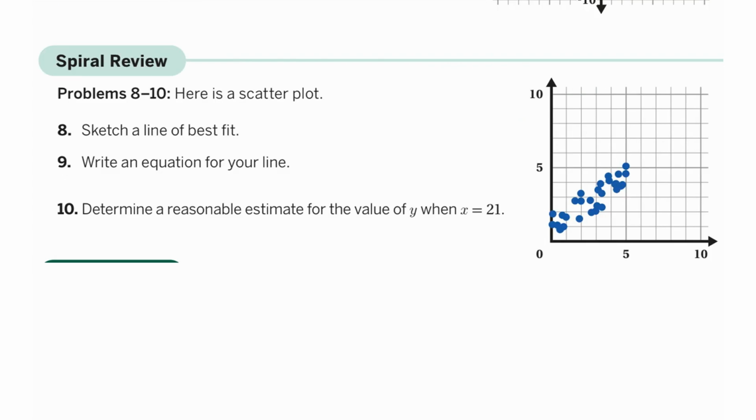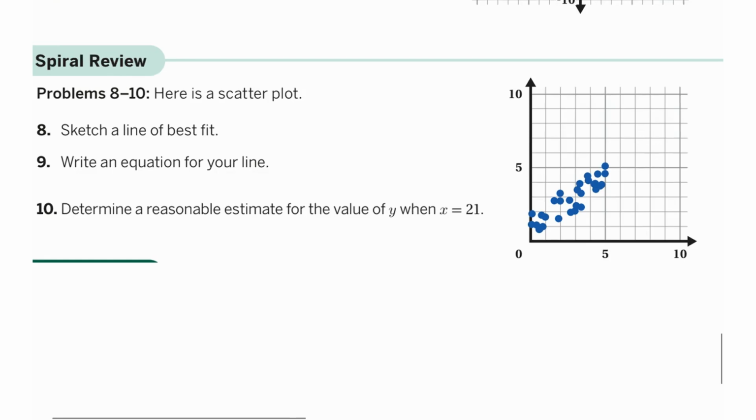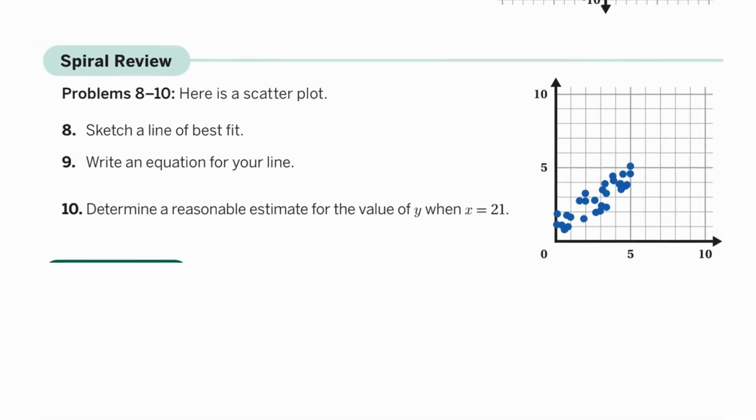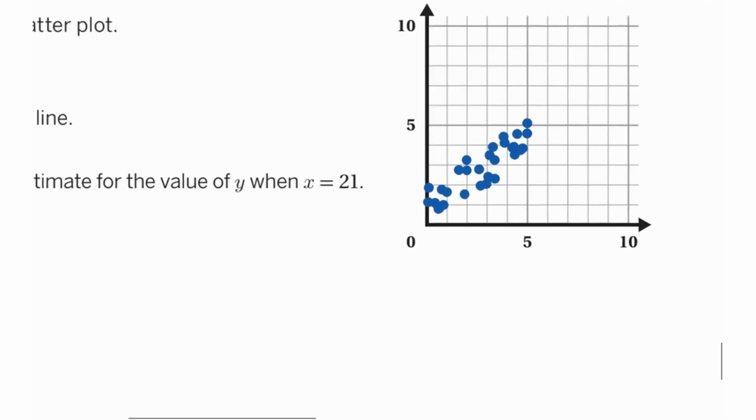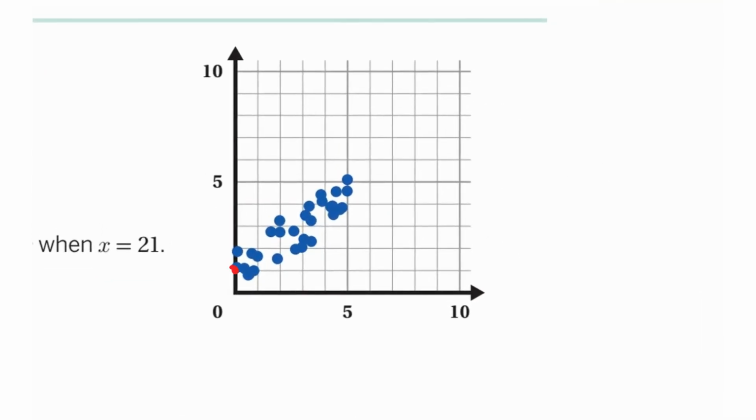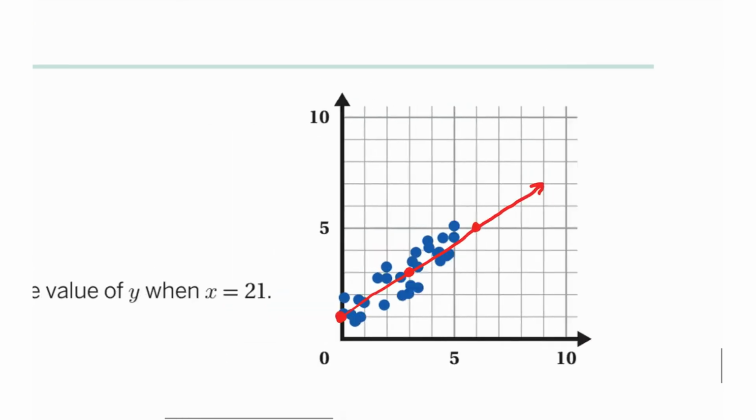All right, for our spiral review, we have a scatter plot, which is a bunch of different points on a graph, and we're asked to start off by sketching the line of best fit. I can see that my other questions ask to write an equation and determine an estimate. So I'm going to try and make this line a nice, pretty line to help me. I'm going to start it right here at my y value of 1. And I'm going to try and put some points in the middle of my data right here. If I were to connect these points, and that goes on forever, there's my line of best fit.